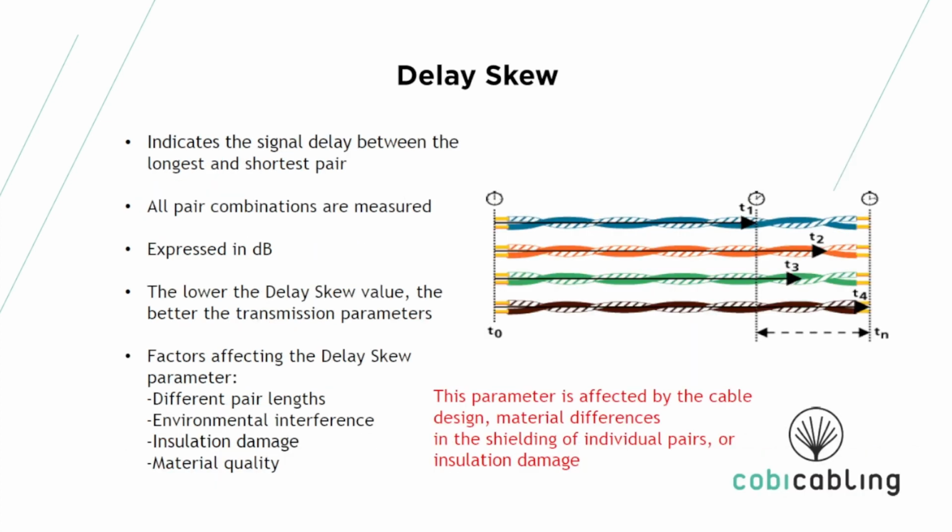Delay skew, pair synchronization. This parameter indicates the signal delay between the longest and shortest pair. Large differences in delays can cause transmission errors, especially at higher speeds. Factors affecting this parameter include different pair lengths, environmental interference, insulation damage, and the quality of the materials themselves.